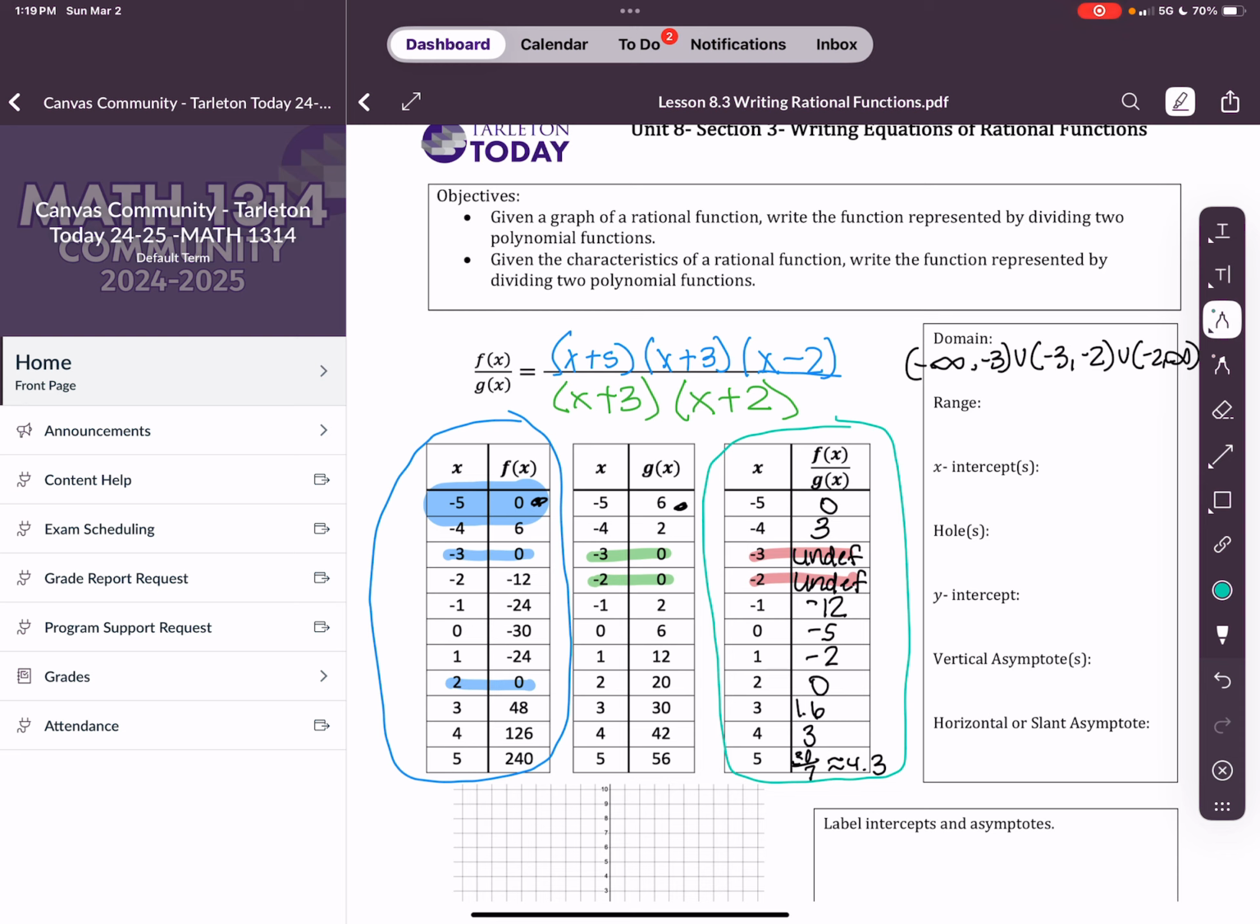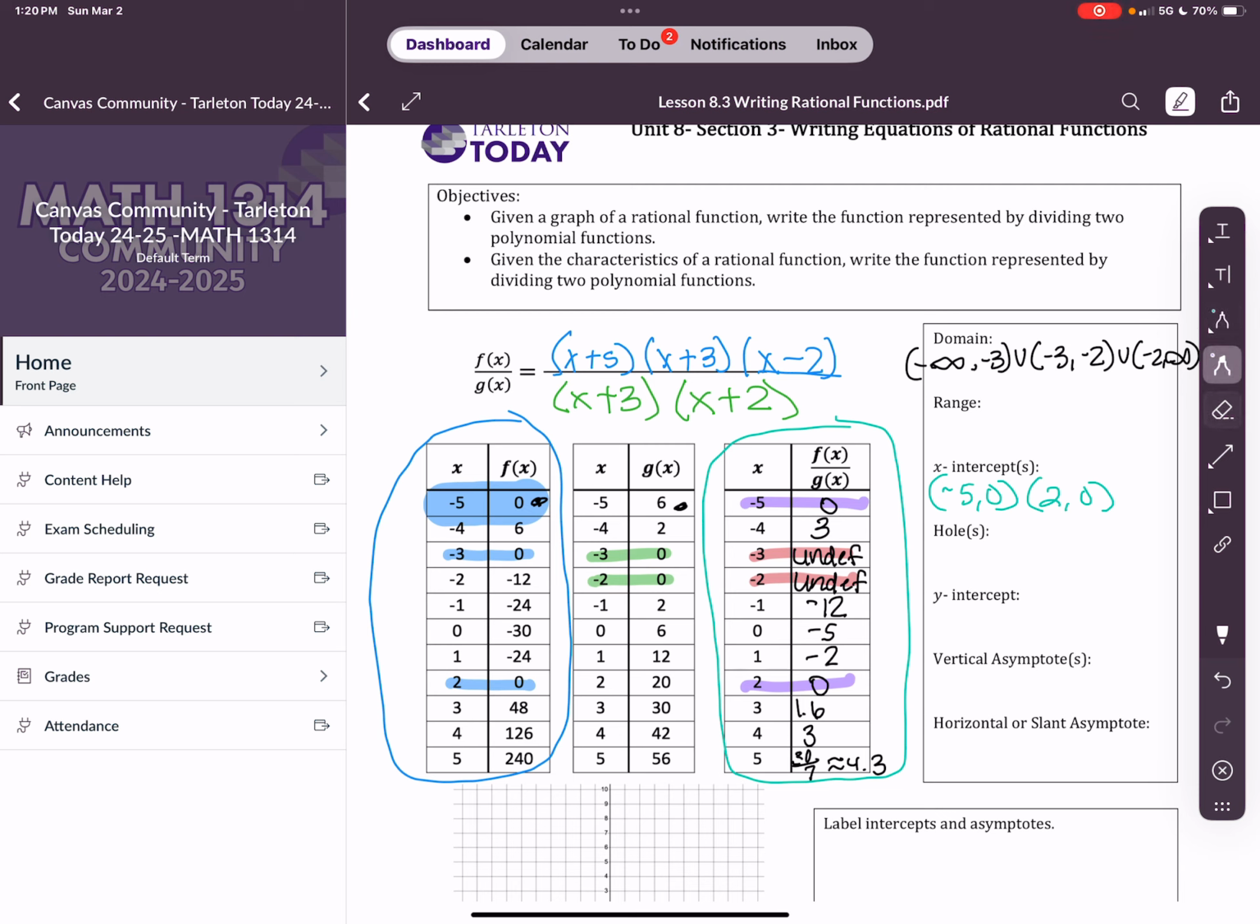All right, so our x-intercepts, that's going to be anywhere where our y value is 0. I'm trying to get color coded here. So we have one here. We have one here. Okay. So our x-intercepts are going to be -5, and you write them as an ordered pair: -5, 0, and 2, 0. Okay. You're going to have two different x-intercepts here. Then we move on to the next thing, and the next thing is a hole.